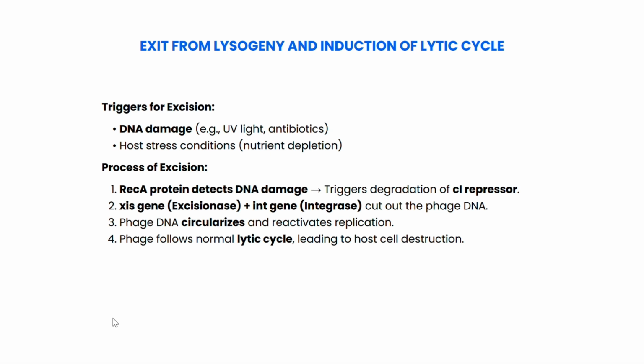Two key phage genes, XIS or excisionase and INT or integrase, work together to cut the phage DNA out of the bacterial genome. Once excised, the viral DNA circularizes and the phage reactivates the lytic cycle, leading to host cell destruction.